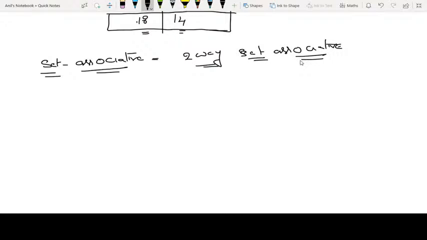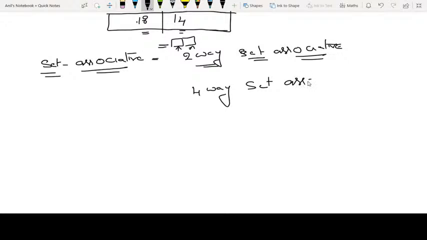What is this two-way set associative cache? Every cache address has two locations. Simple. You write it down somewhere. In two-way set associative cache, every cache address will have two locations. Now, there can be a four-way set associative cache also.